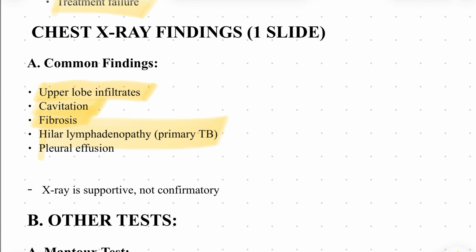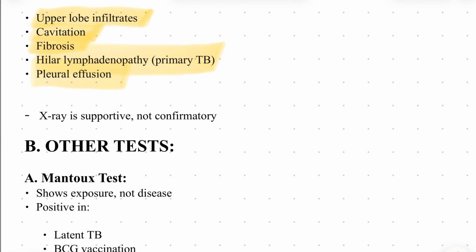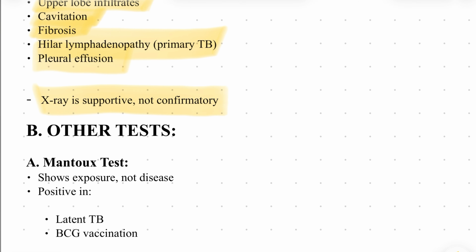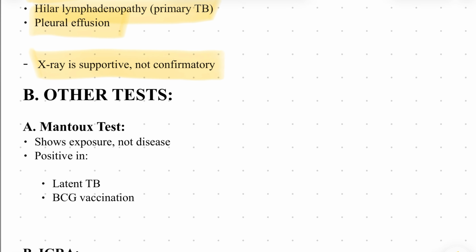Then coming to chest X-ray, what are we going to see in common findings: upper lobe infiltration, cavitation, fibrosis, hilar lymphadenopathy in primary TB, then pleural effusion. X-ray is supportive, not confirmatory. Remember, what is confirmatory? You have to go with culture or CBNAAT.